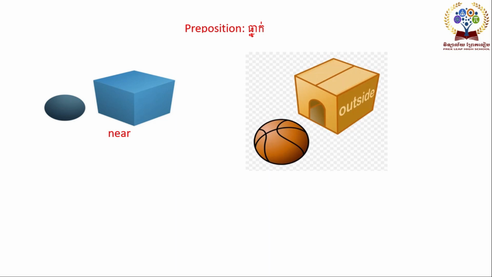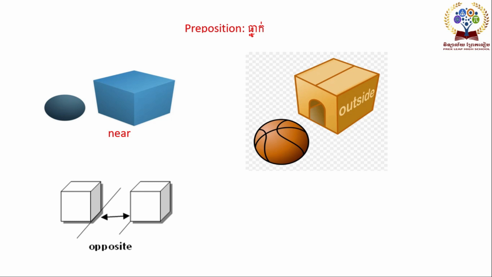And outside means not in, just out, like out of the box. Here you see the box and the ball, so outside. And opposite, when we say opposite, it means like the faces go together.